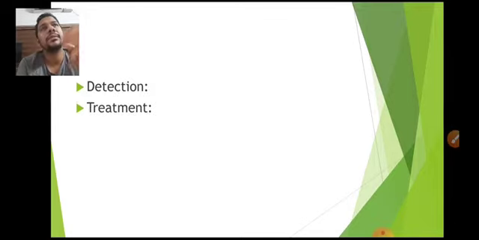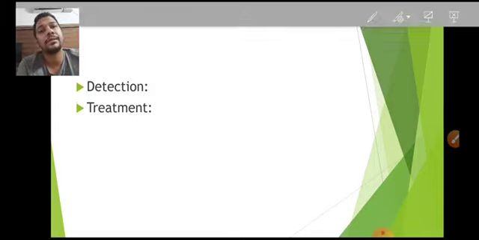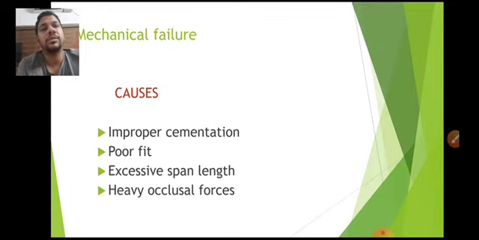Then treatment depends on the case. If it is due to improper cementation, then you can do a proper cementation after retrieval of the prosthesis. If it is due to improper or poor fit, then you can give a new prosthesis with better fit. If it is due to excessive span length, then you can't do much about it, because if the failure happens, you can think about other treatment plans. Heavy occlusal forces you can correct to an extent with occlusal reduction.